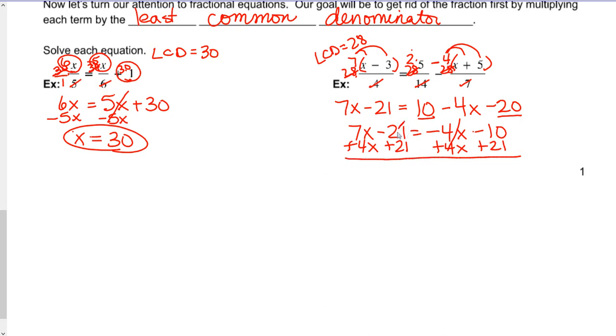So here, these are going to cancel from this side. So now I'm left with my variables and just my numbers. So this gives me 11x. And negative 10 plus 21, or 21 minus 10, however you want to look at it, is 11. Divide by the number next to the letter. Therefore, x equals 1. That's going to be our final answer. Okay? All right, very good.